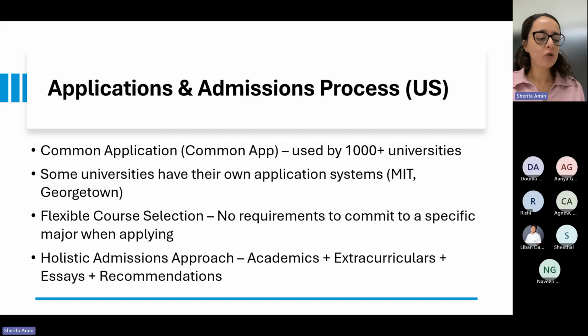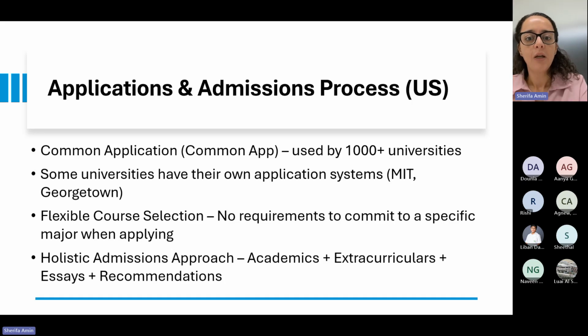Okay, moving on to the US. The US also has a common application portal called Common App. More than 1,000 universities are on it, and it allows students to apply to multiple universities through one single application. But each university may require additional essays and documents. Some universities use the Coalition app, but that's not very common. Common App is more common. And other universities like MIT and Georgetown have their own exclusive portals.